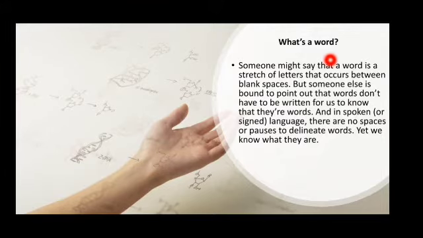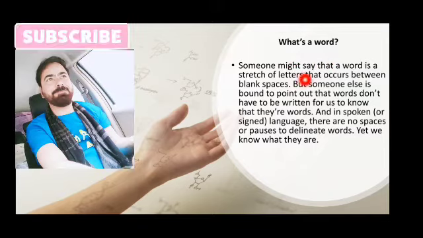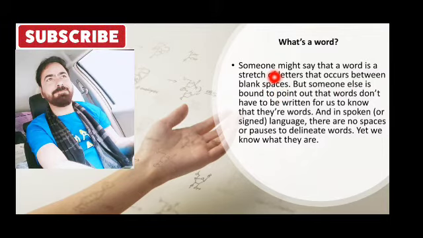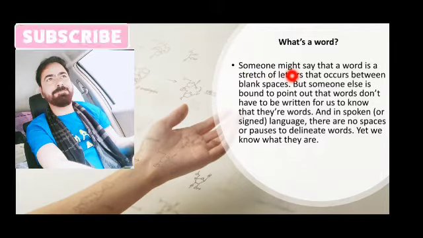What is a word? Someone might say that a word is a stitch of letters that occurs between blank spaces. For example, here we have one stitch of letters, someone, and here we have another stitch of letters, might. And there is a blank space between these two stitches of letters. So someone and might are considered two words.